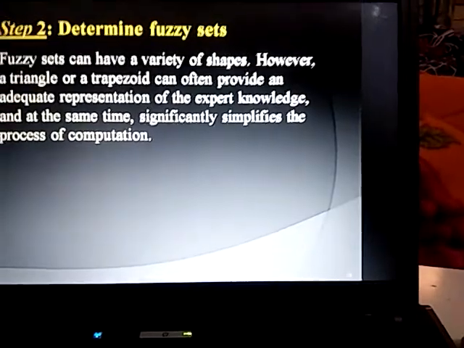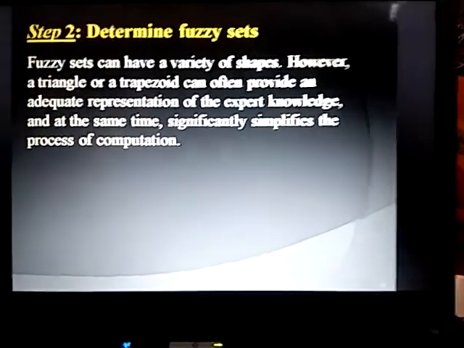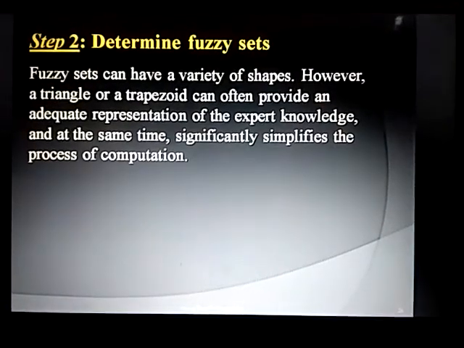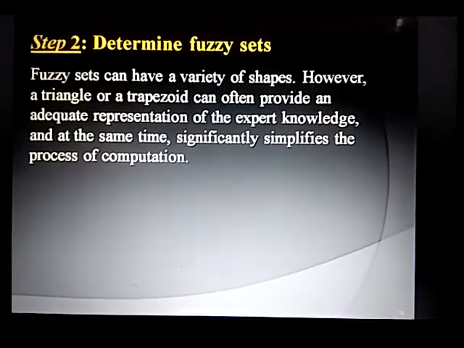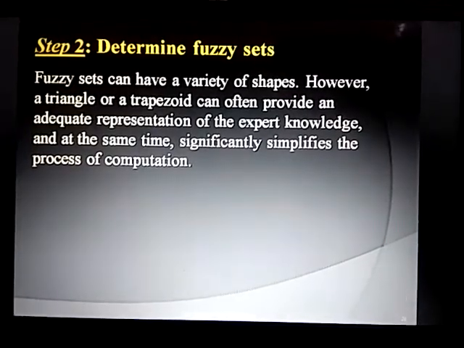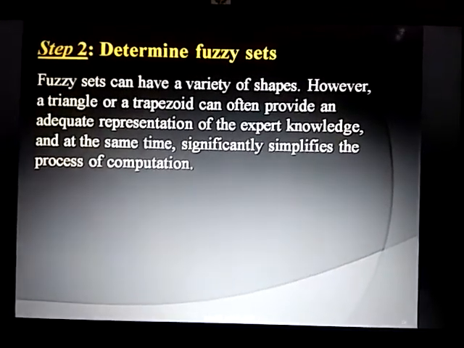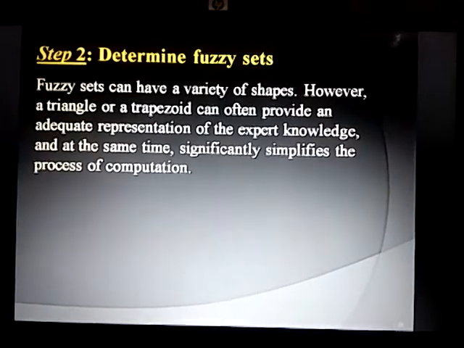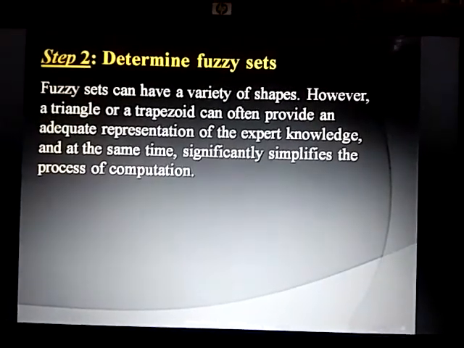And step 2, here we determine the fuzzy set. A fuzzy set can have a variety of shapes. However, a triangle or a trapezoid can often provide an adequate representation of the expert knowledge, and at the same time significantly simplify the process of computations.